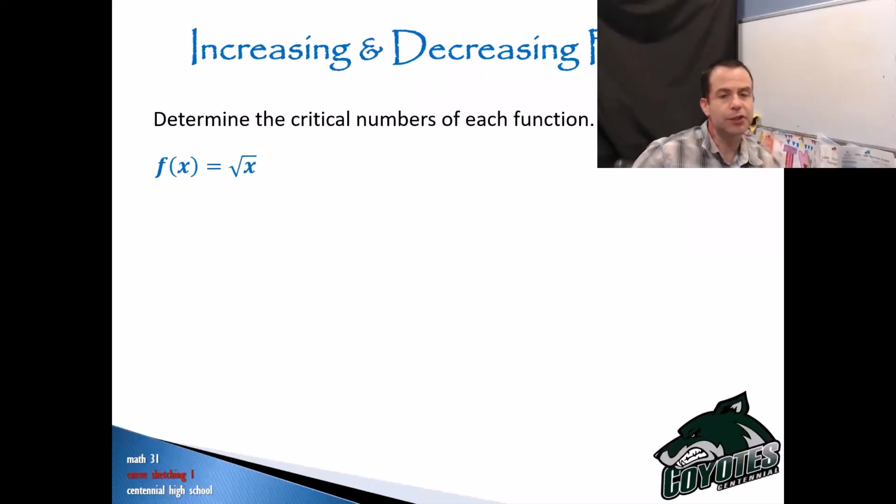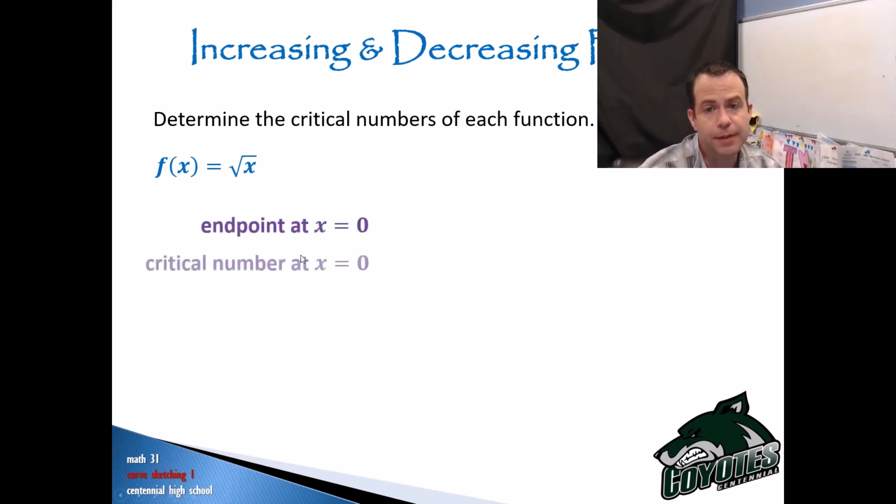Okay, so next question is f of x is root of x. Now, remember, critical numbers exist where the derivative is 0 or the derivative doesn't exist. I know that with the root of x, I have an endpoint at 0, right? The graph only starts at 0 and then starts heading on its curve. So I have an endpoint at 0, which means I have a critical number at 0, okay?